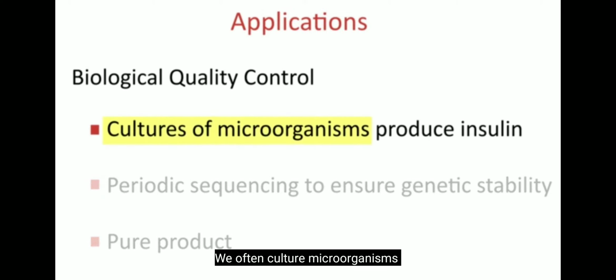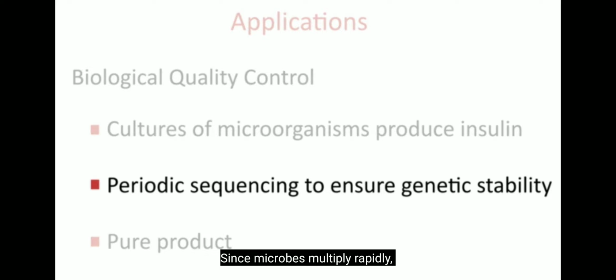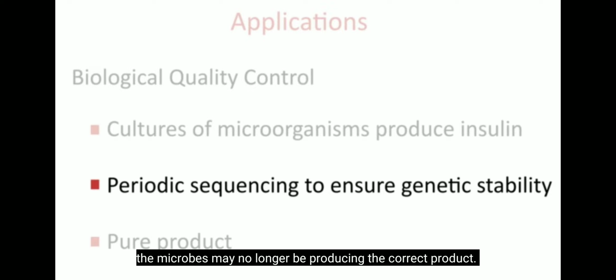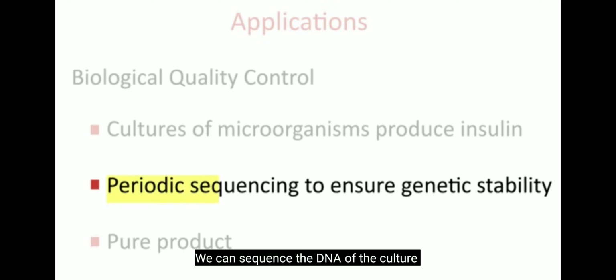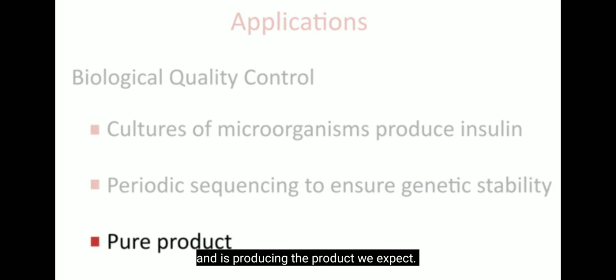We often culture microorganisms to produce a product, like human insulin, which is produced by a culture of genetically modified bacteria. Since microbes multiply rapidly, genetic variation can arise quickly. If genetic differences accumulate in our culture, the microbes may no longer be producing the correct product. We can sequence the DNA of the culture to ensure that it is genetically stable and is producing the product we expect.